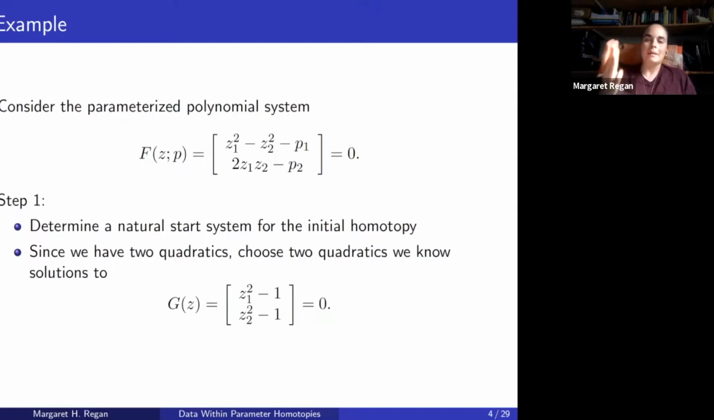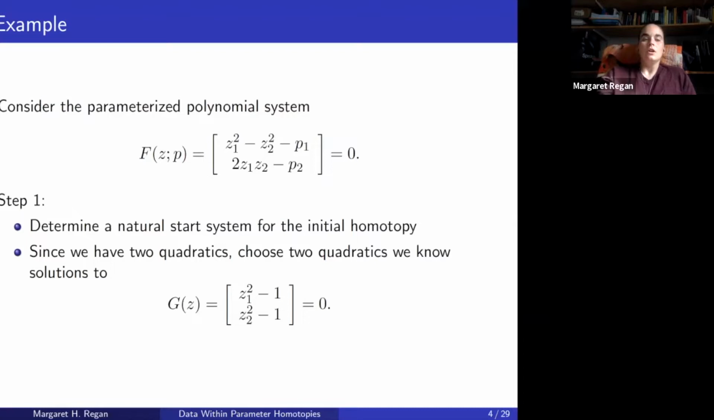But maybe for this problem, that's not so bad, and you can do that given any input p1 and p2. But a lot of times when we have systems, and I'll show you one later today, it's not as intuitive or easy to find the solutions to this system inherently. And so what we do is we use homotopy continuation, which is a piece of algebraic geometry, to be able to find the solutions to this system.